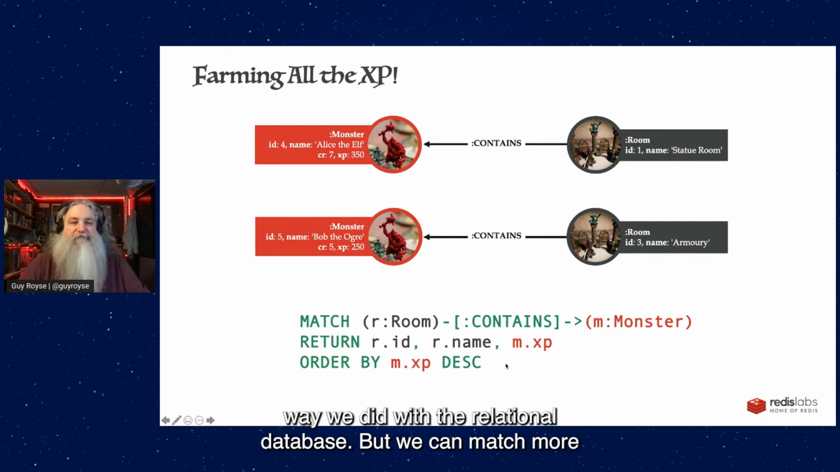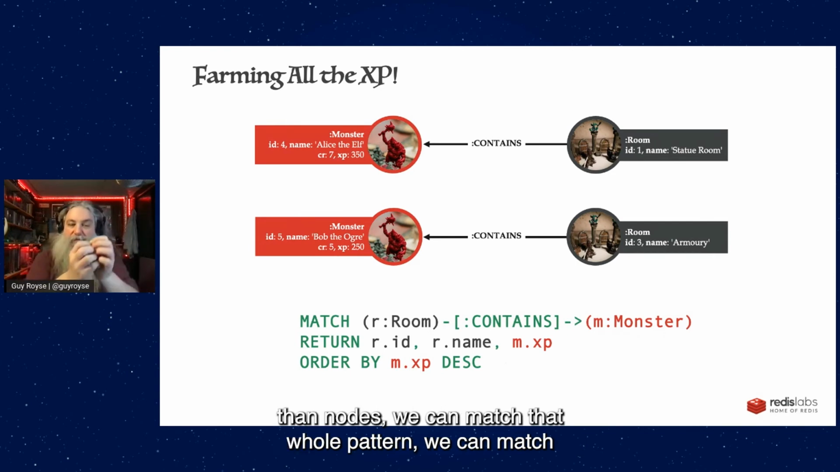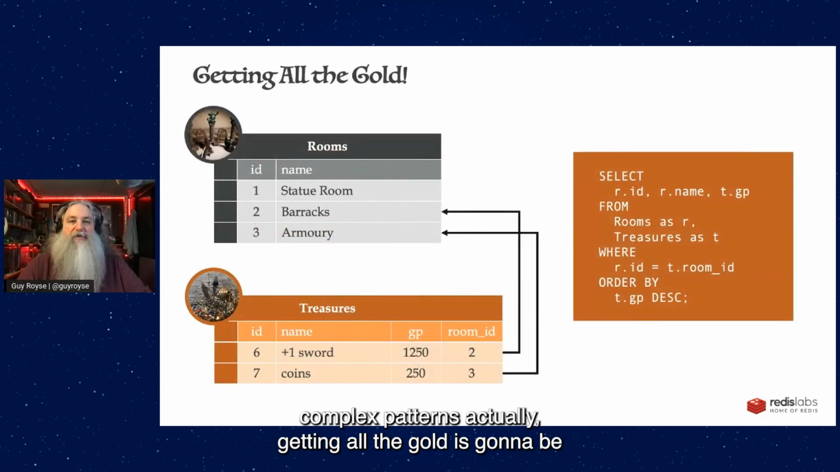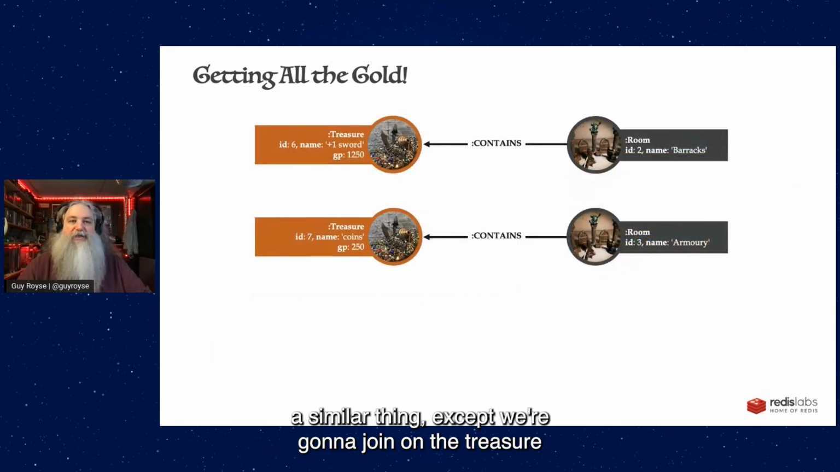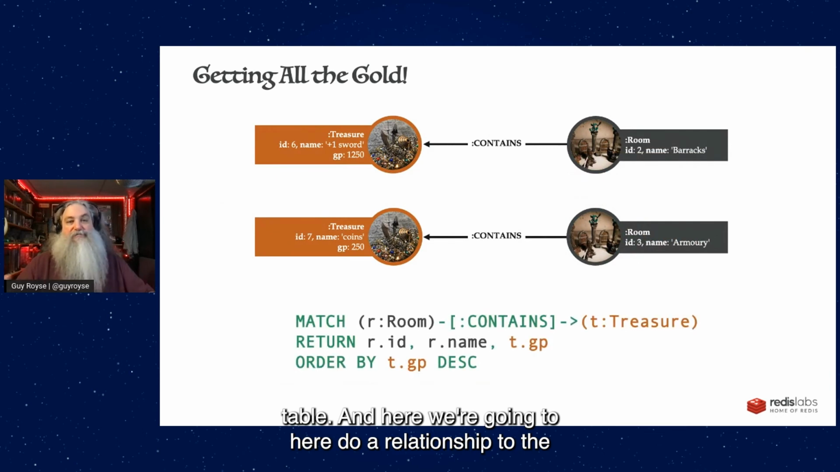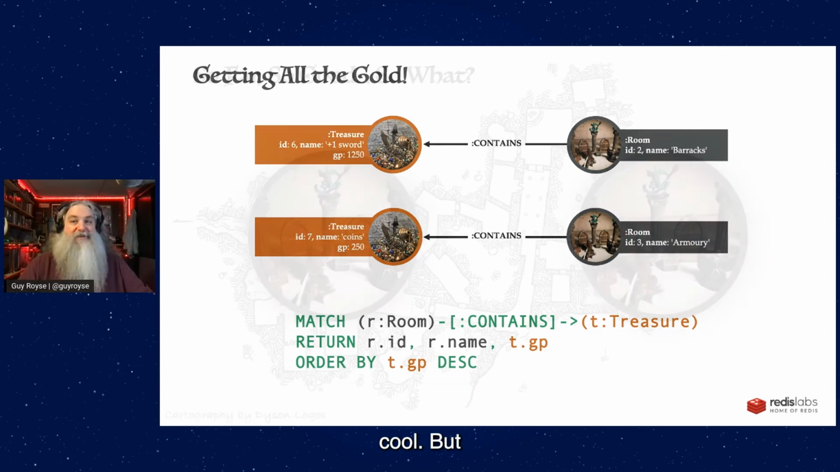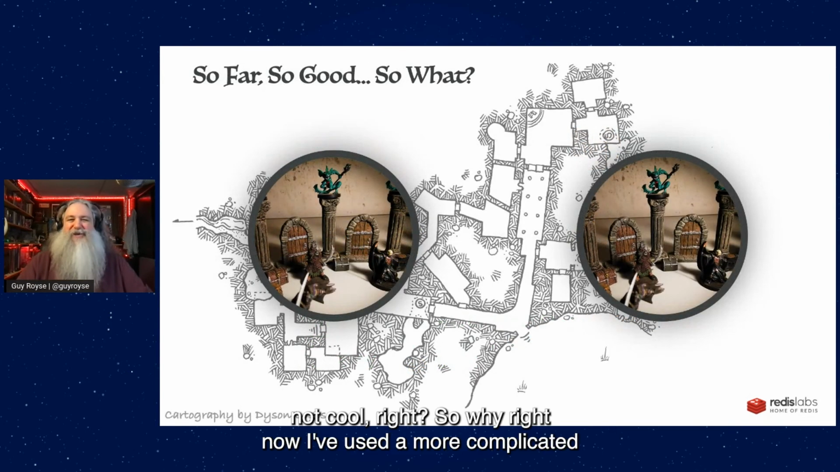Very much in the way we did with the relational database. But we can match more than nodes. We can match that whole pattern. We can match complex patterns, actually. Getting all the gold is going to be a similar thing, except we're going to join on the treasure table. And here we're going to do a relationship to the treasure table with the contains relationship. So cool, but not cool, right?